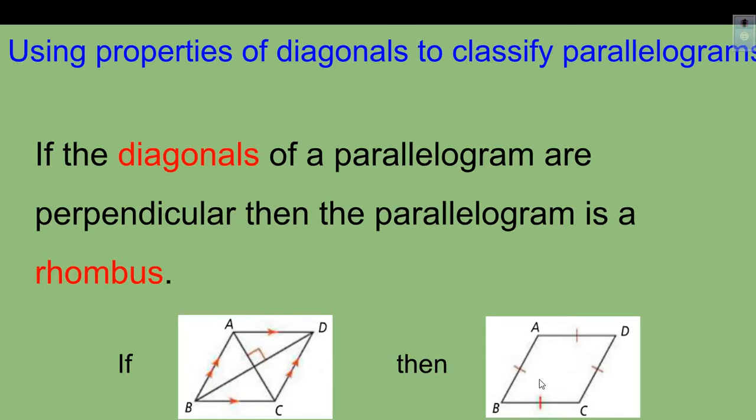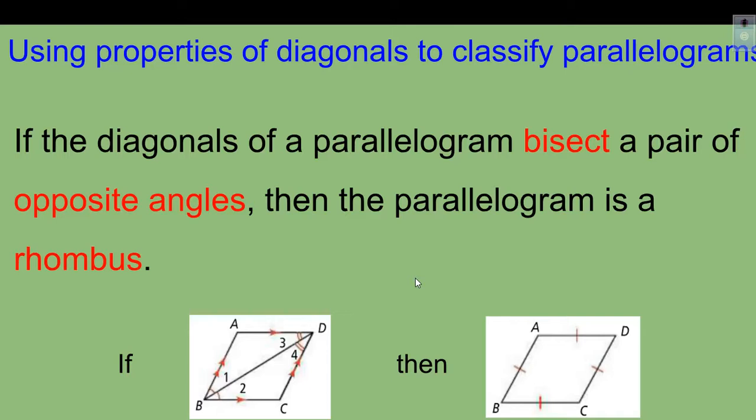Diagonals are going to bisect a pair of opposite angles. So if the diagonals of a parallelogram are perpendicular, then the parallelogram is a rhombus. So now if the diagonals of a parallelogram bisect a pair of opposite angles, then you know that parallelogram is a rhombus. So a couple properties that both deal with diagonals, one being perpendicular, the other bisecting a pair of opposite angles. So once we know that it's a rhombus, then we know that all four sides are the same length.